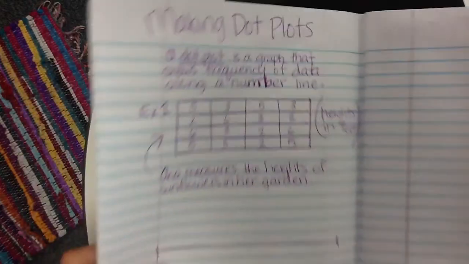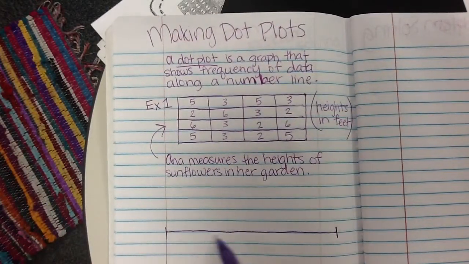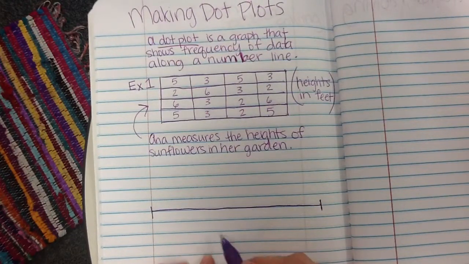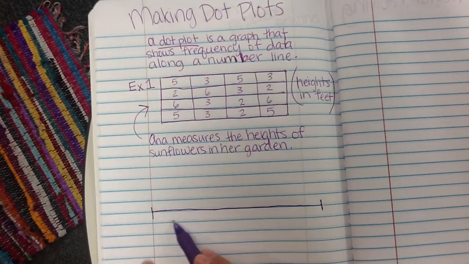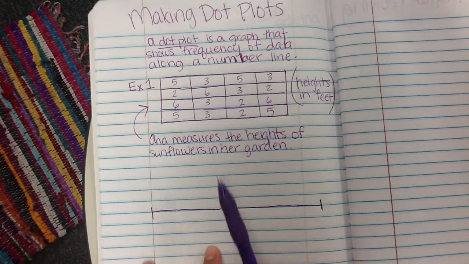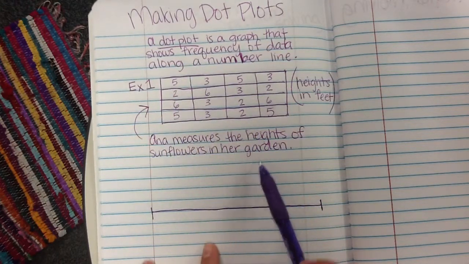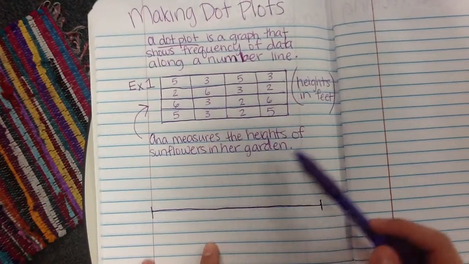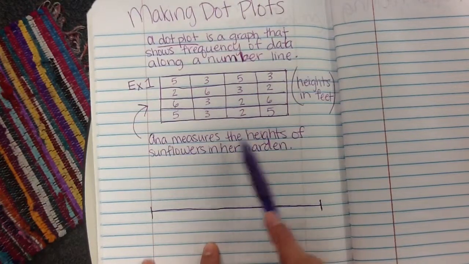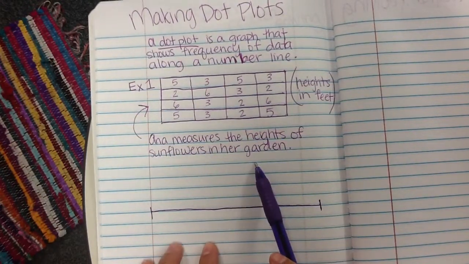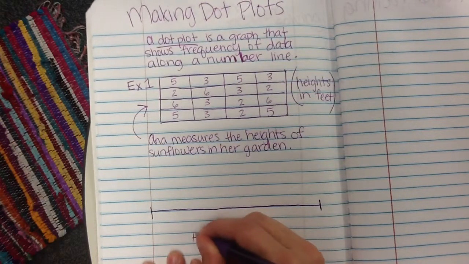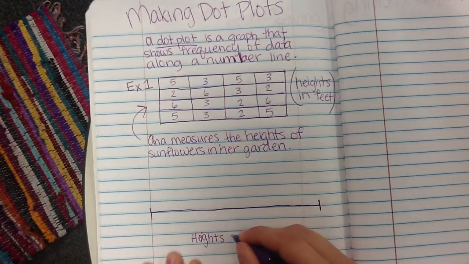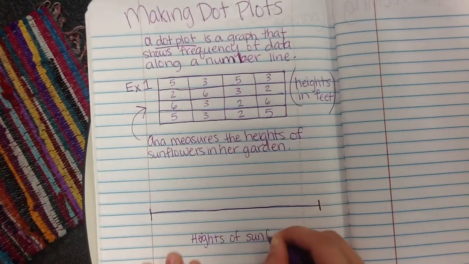I'm going to show you what it looks like to make a dot plot. So you're going to create a number line down here. The first thing we want to do is give it a title. So you're going to give yourself some space down here because you're going to want to write underneath this number line. And we're going to look at what the problem is talking about and come up with a good title. Just like with our frequency table, we come up with a title that has something to do with our problem. So here we're talking about the heights of sunflowers in Anna's garden. So I'm going to title it Heights, oops, I forgot my I. Heights of sunflowers.